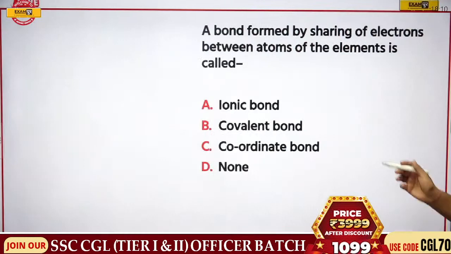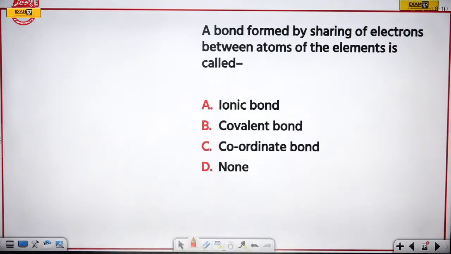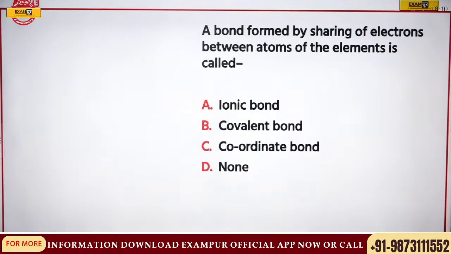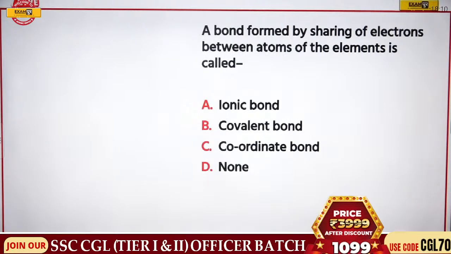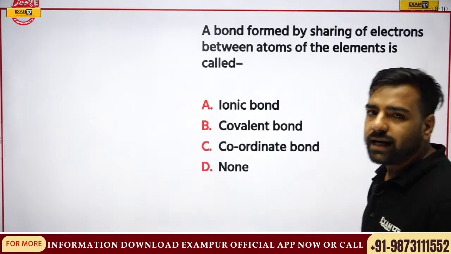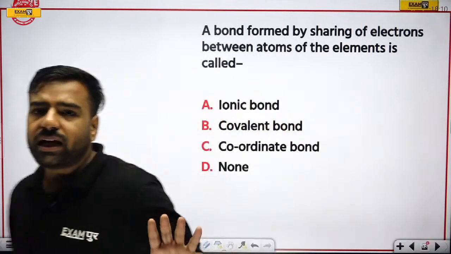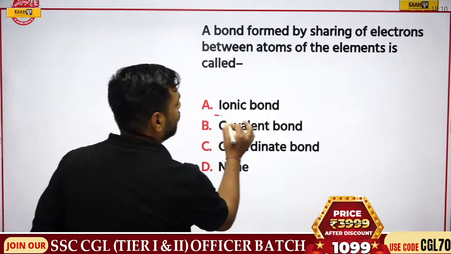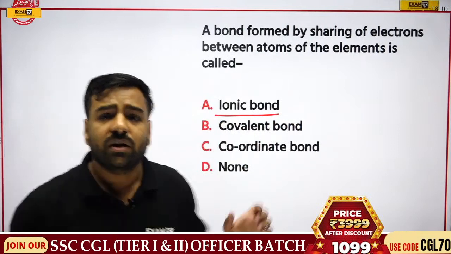Okay, so yes, there's a next question. A bond formed by sharing of electrons between the atoms of elements is called what? Answer please. Is it ionic, covalent, coordinate, or none? And here we are aware of what I was talking about, ionic bond. We are already aware of what this ionic bond is.